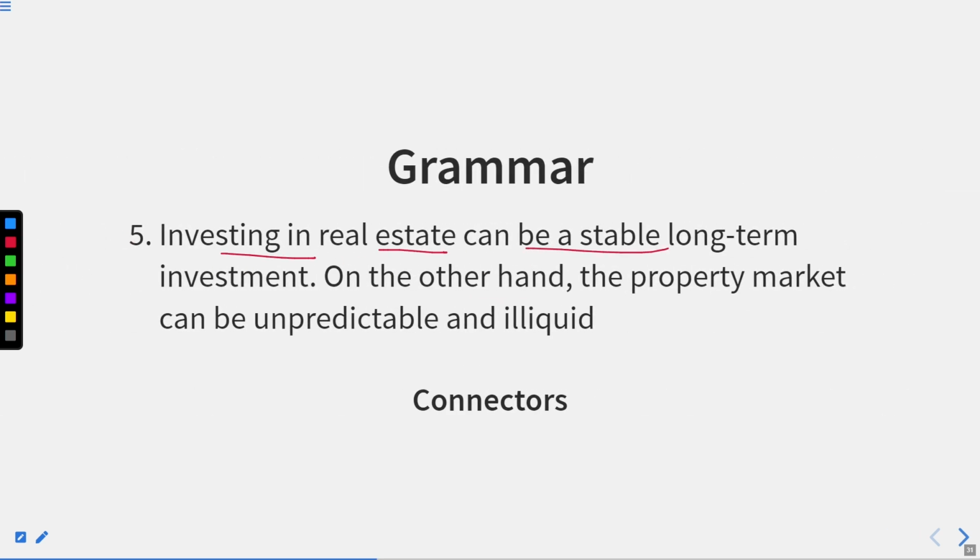Investing in real estate can be a stable long term investment. On the other hand, the property market can be unpredictable and illiquid. Now, illiquid means that it cannot be converted into cash, and unpredictable means that there is no trust. We do not know what is going to happen. So it is not like you are just foreseeing it. So you cannot do that. So this is risky as well. So with the help of the on the other hand phrase, you can show these two aspects of the real estate market.